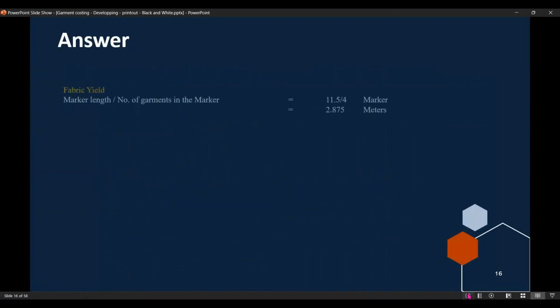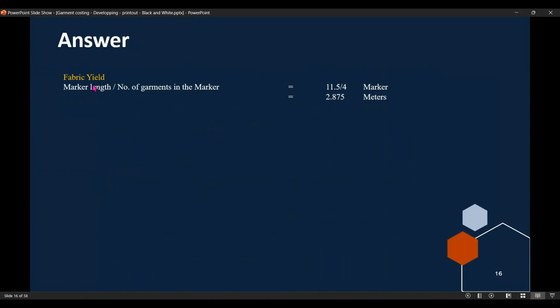The answer now. Fabric yield: you have to get the fabric yield. You have to take the marker length and divide it by the number of garments in the marker. So now 11.5 is the marker length, divided by 4, the answer is 2.875 meters required for one garment.